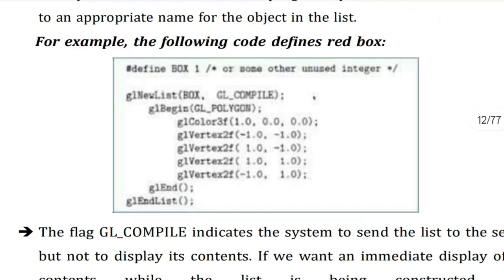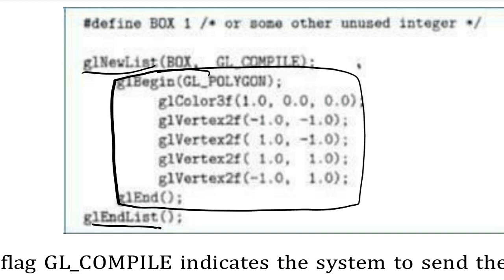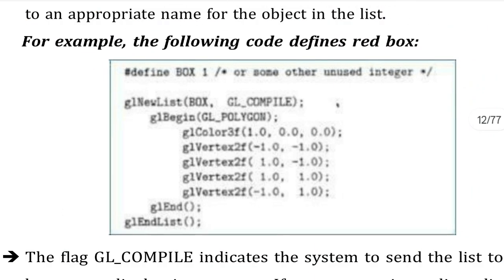For execution of display list, you first have to define the display list. So for that you will be defining a keyword like a box and the number assigned to it, 1. After you have done that, you will create a new list and end list. In between that, you will define the figure. So in this figure we are drawing a polygon which is of color red, and there are 4 vertices also defined. This is for the red color. In the question they have asked for the blue color, right?